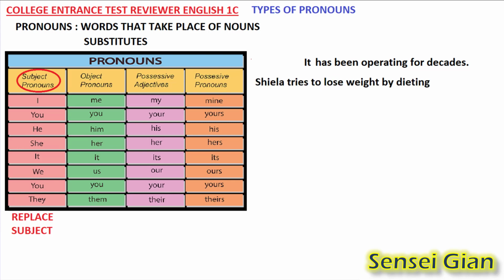Another example. Sheila tries to lose weight by dieting. Just focus on the subject, try to find it. Of course, it's Sheila. So we replace Sheila with the word she. That's how simple it is. She tries to lose weight by dieting. How about for plural subjects? Another example here is the Maori people have a tradition of face tattoos. Instead of using the Maori people, you could just substitute it. So they have a tradition of face tattoos. Subject pronouns just replace the subject.